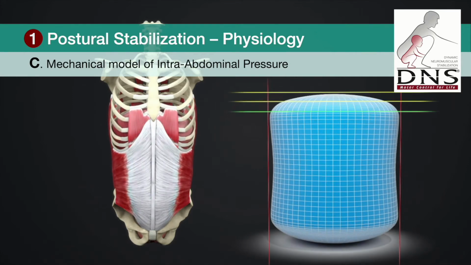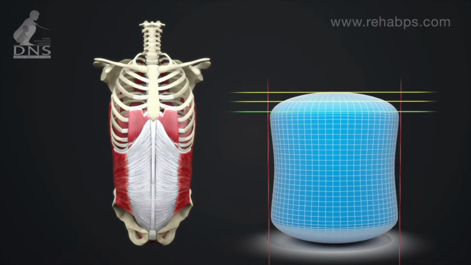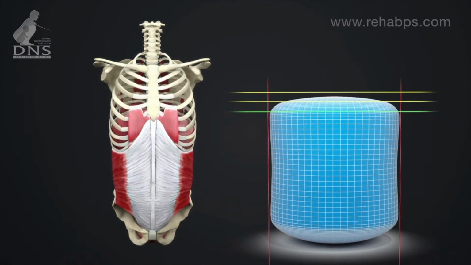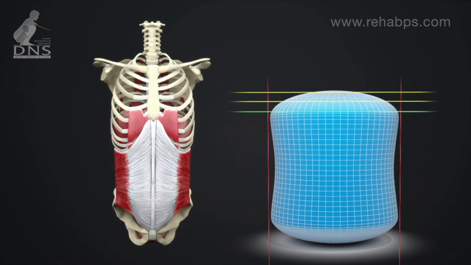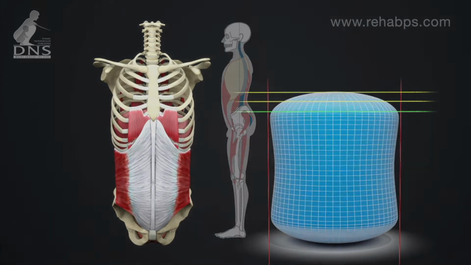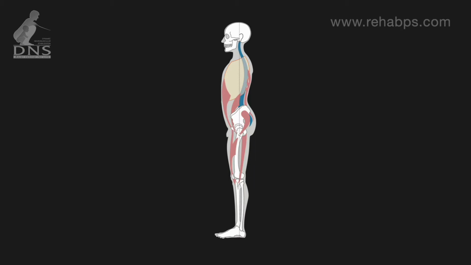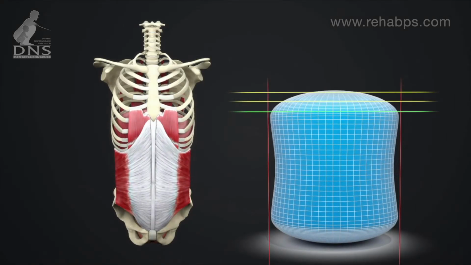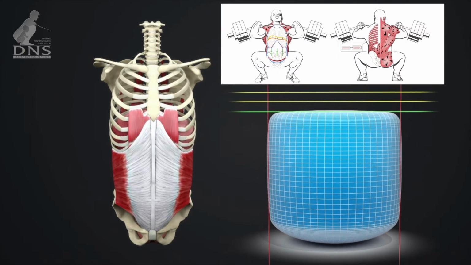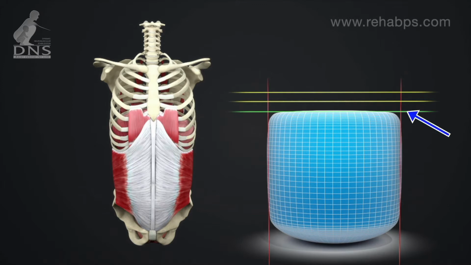Intra-abdominal pressure can be viewed as the blue mechanical model on the right. In the first scenario, when the diaphragm breathes freely from one yellow line to the other, an ideal interplay of all muscles allows for maintaining relatively constant intra-abdominal pressure, which we need, for example, in standing. When the demand on spinal stabilization increases, for example when lifting a heavy object, the diaphragm flattens fully, all the way to the green line, to increase the intra-abdominal pressure to a maximum level.